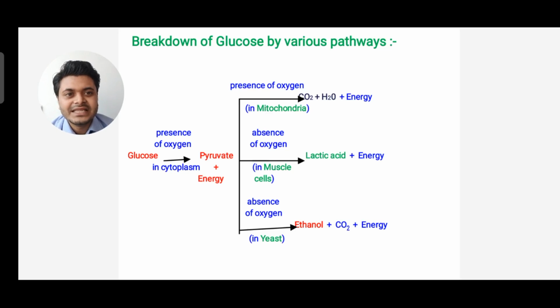Next, in absence of oxygen, in muscle cells, it produces what? Lactic acid and energy. Third, in absence of oxygen, in yeast, it produces what? Ethanol, carbon dioxide and energy. This is a very important reaction. You have to memorize it, you have to practice it, and it always comes in examination.